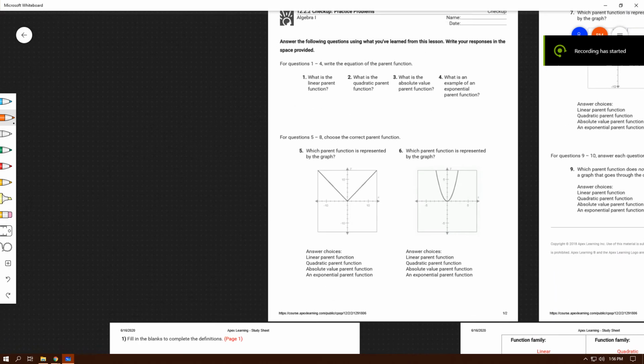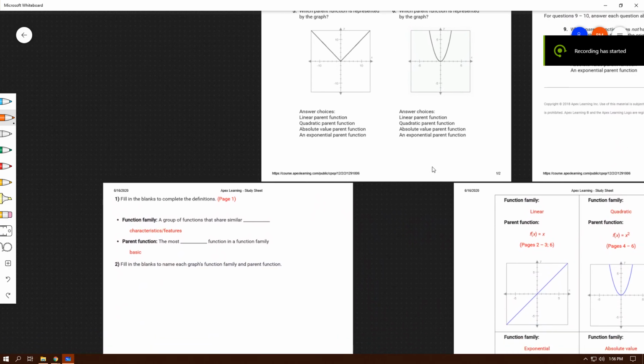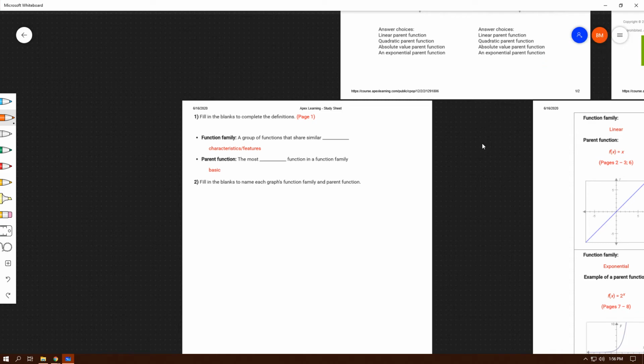All right, we're going to 12.2.3 parent functions. So let's first talk about what parent functions are. Well, first, there's a function family, which is a group of functions that share similar characteristics, features, right? So all linear equations are a part of the linear function family, right? Because they're all straight lines of some version.